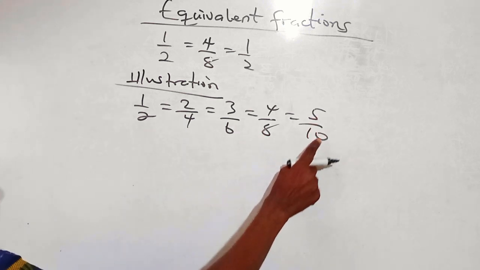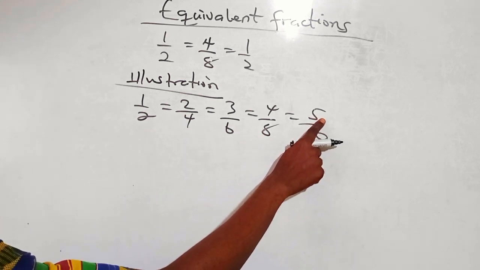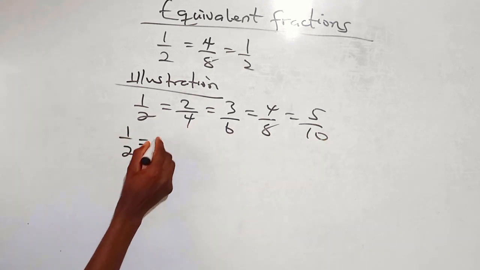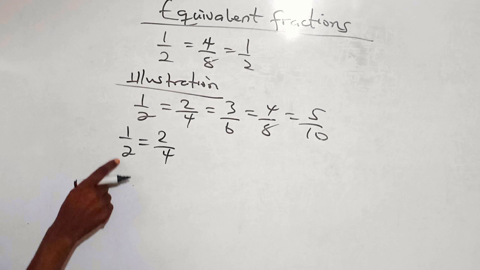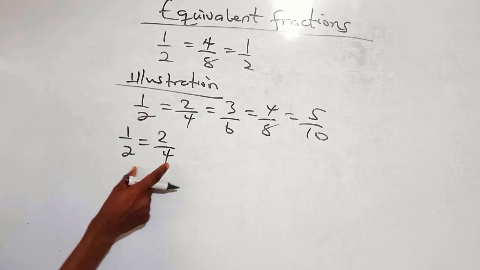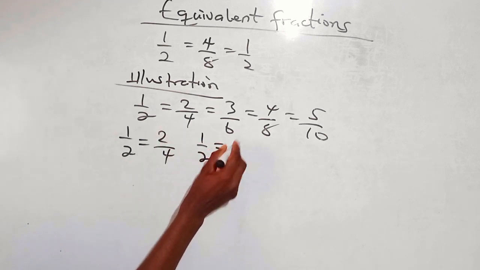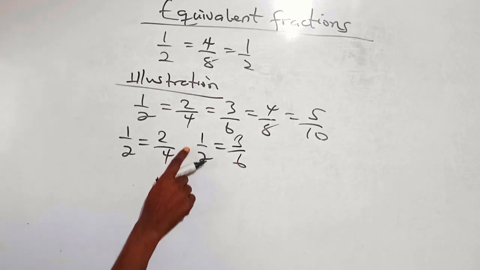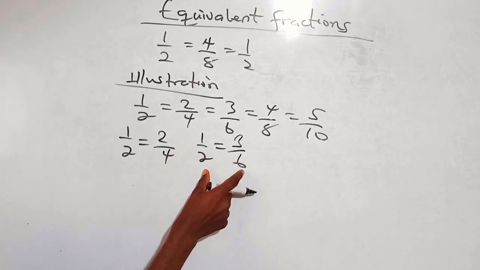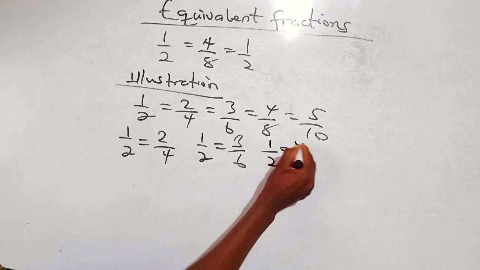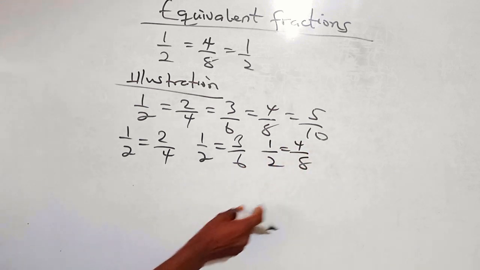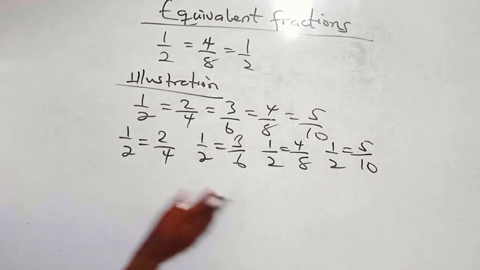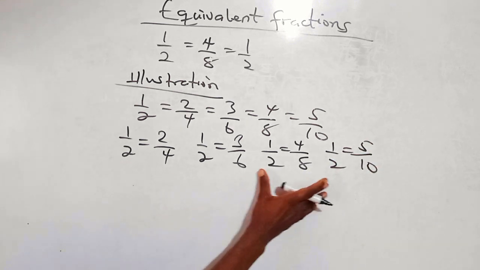When you say 5 over 10, when you reduce this, 5 here is 1, 5 in 10 is 2. So I can say 1 over 2 equals 2 over 4, though they have different numerators and denominators, they are equal. I can say 1 over 2 equals 3 over 6, 1 over 2 equals 4 over 8, 1 over 2 equals 5 over 10. These are examples of equivalent fractions.